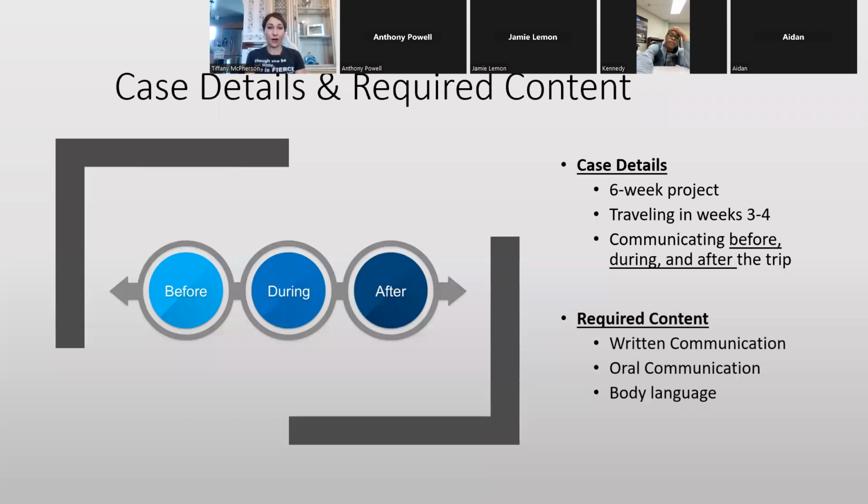Things that you are required to include. And these really can guide how you start to research and how you start to structure everything with your PowerPoint. So you do need to talk about written communication in terms of emails, essentially, maybe even memos and things like that. Oral communication, and that is both in person and on the phone. And then body language. You'll be surprised how much you can dig up when it comes to body language.